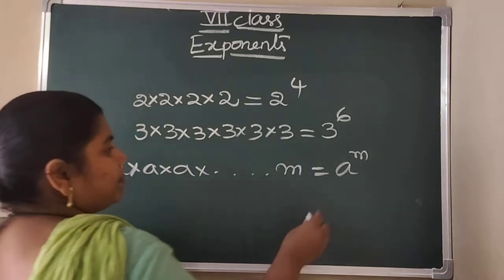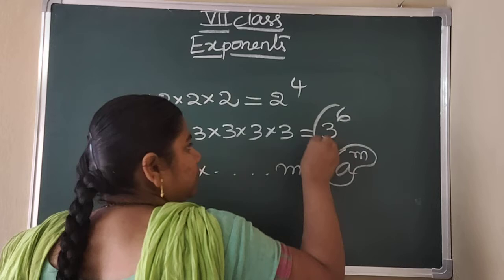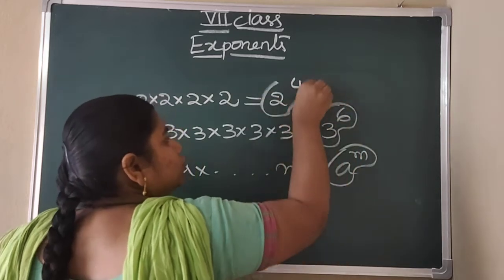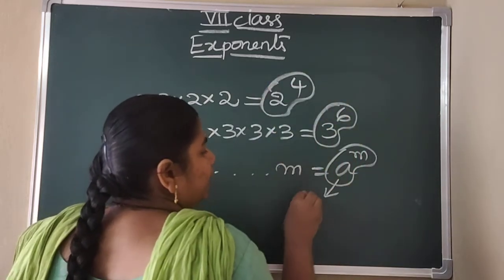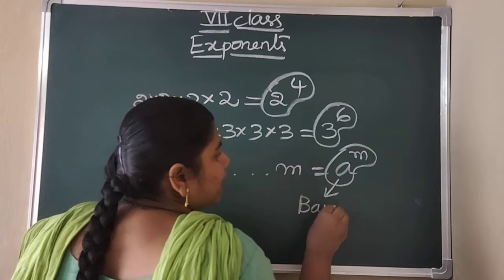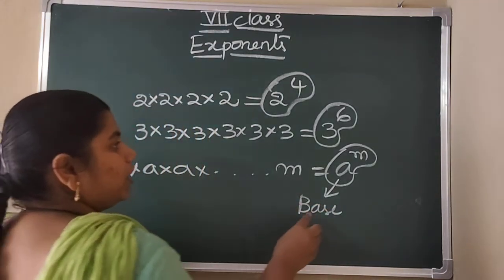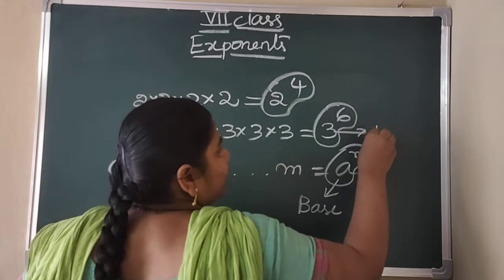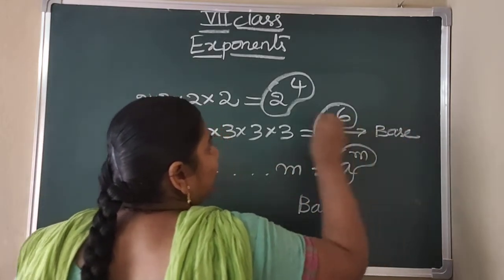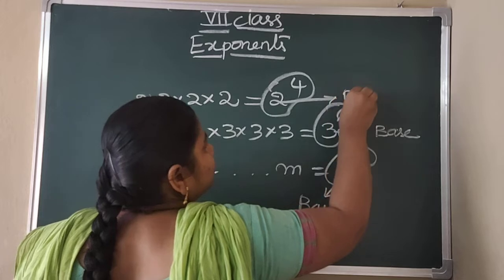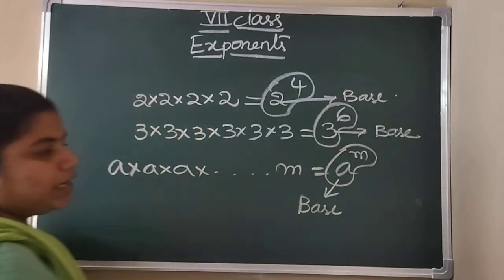In this a power m, or in this 3 power 6, or in this 2 power 4, this a value we will call the base value. What do we call this a value? The a value we will call the base value. In this case 3 we will call the base value, and 2 we will call the base value.